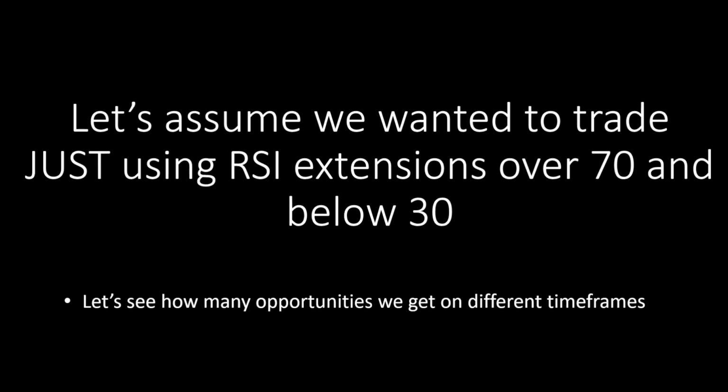Let's just assume we wanted to trade just using RSI extensions over 70 and below 30. So if price is up on the RSI, it's overbought, so we're expecting some sort of pullback down. If RSI is oversold, we're expecting some sort of pullback up. Let's see how many opportunities we get on two different time frames. First of all, the H4 and then the M5.